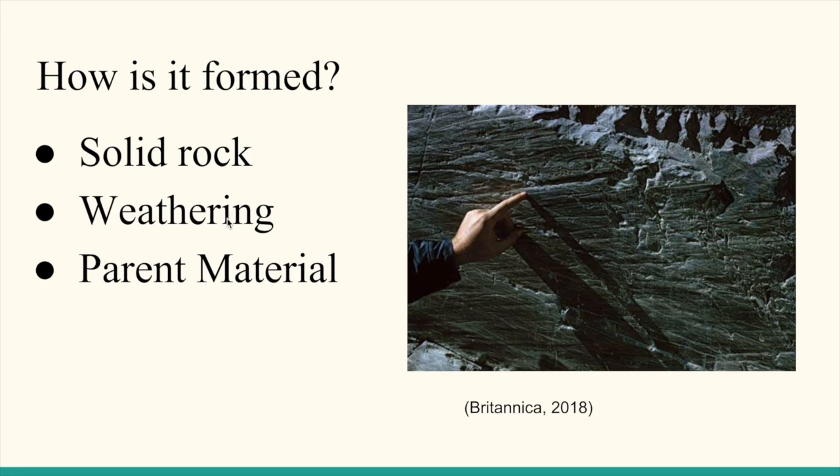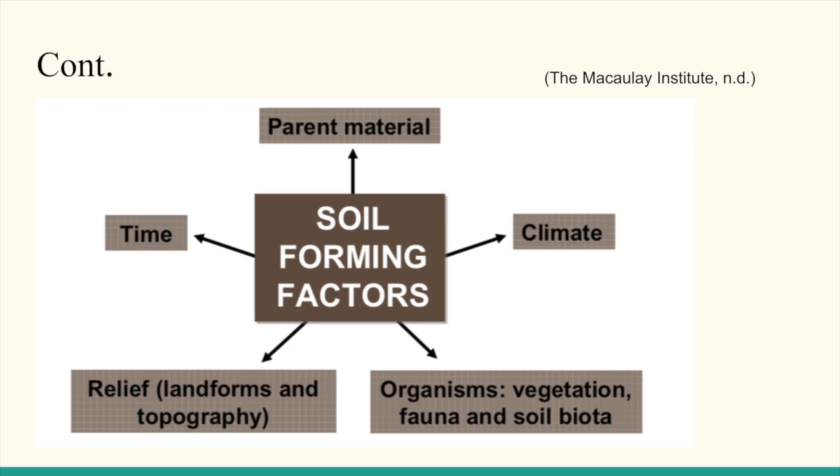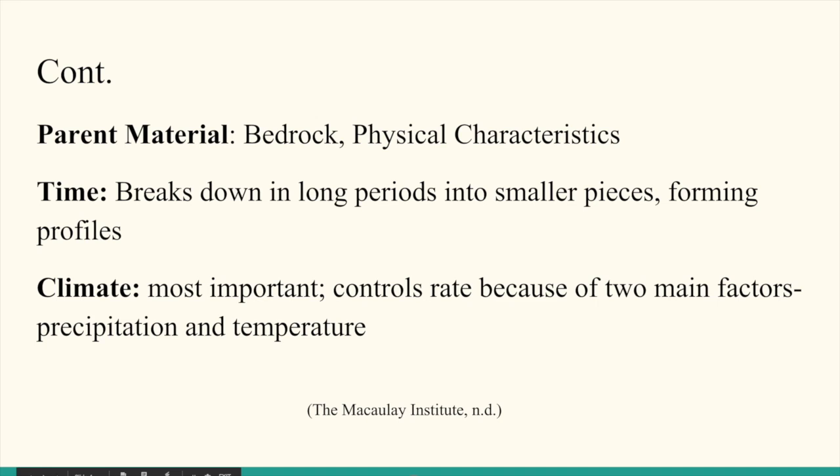And many aspects, such as these five soil forming factors, are critical for turning bedrock into soil. This includes the parent material, which is the bedrock, time, climate, relief, which is the topography of the area, and organisms. Let's go more in depth. First, let's talk about the parent material. The parent material is the bedrock, which can influence the color, texture, structure, mineral composition, and permeability. This is the main factor that degrades and turns into smaller and smaller pieces by weathering into soil.